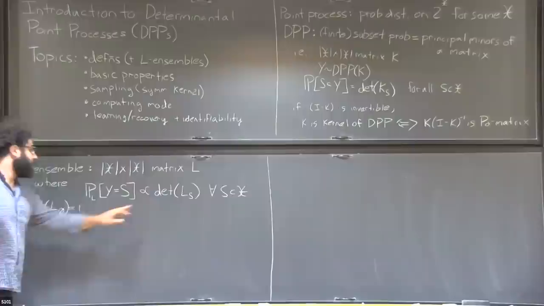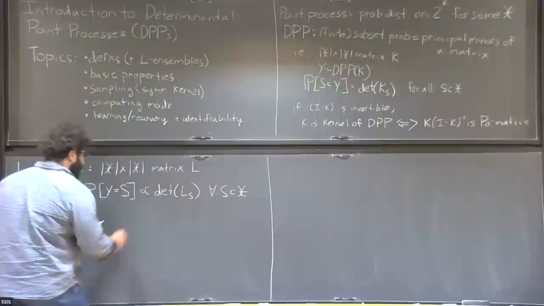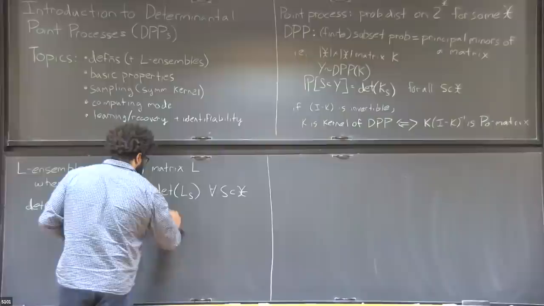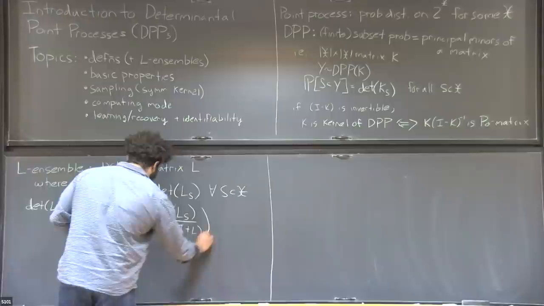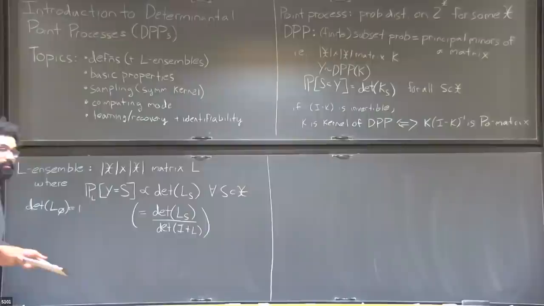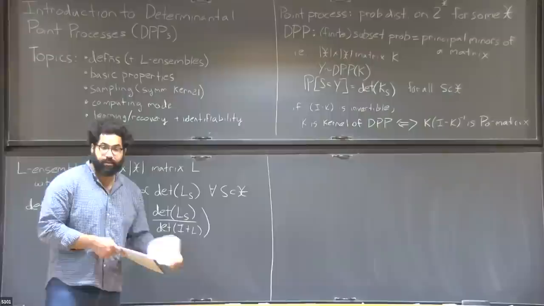By the way, is it clear to anyone what the normalization here should be? Sum of all options. Sum of all options. Yeah, and what's the sum over all options? Determinant of I plus L. Yeah, exactly. So this is actually cool. Plus L, and I will prove this, in fact, because this will be useful to show that this definition and that definition are actually the same almost all the time.